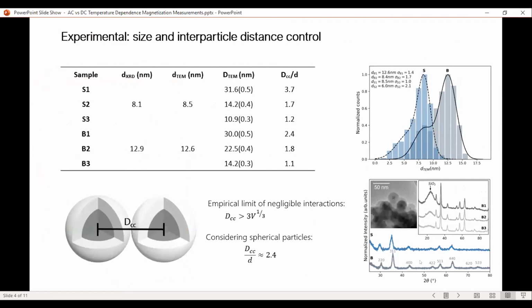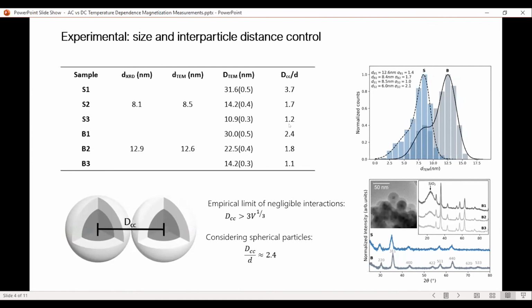Going to the structural and morphological characterization, we analyzed the main peak of the X-ray pattern with the Scherrer equation, and we find a coincidence between this size of the crystallites through X-ray diffraction and the size obtained by TEM. So we can assume that each nanoparticle is a monocrystal. And what we also obtained were the distances or the thicknesses of each shell.